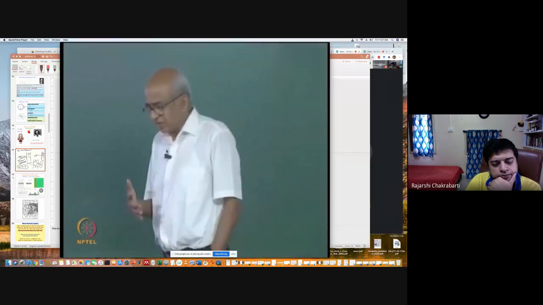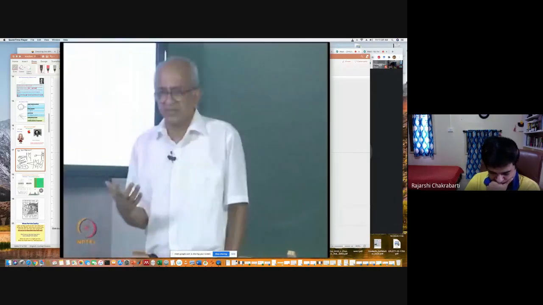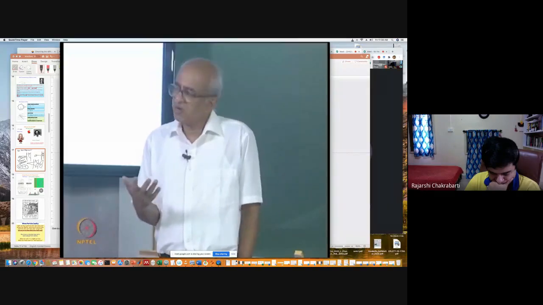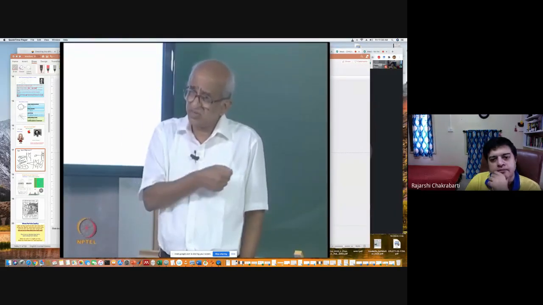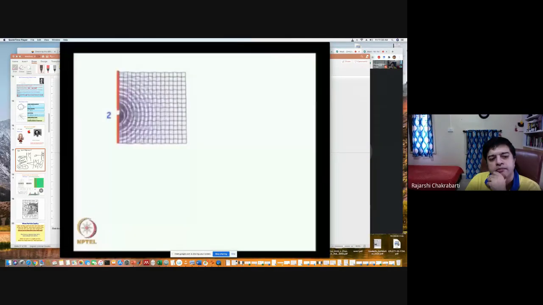Suppose instead of keeping only slit number 1 open, you had kept slit number 2 open. What will be the result? Well, at a particular point, there will be a displacement caused by the waves which passed through that slit, and that displacement I am going to call psi 2. And naturally, the intensity I2 will depend upon psi 2 square.